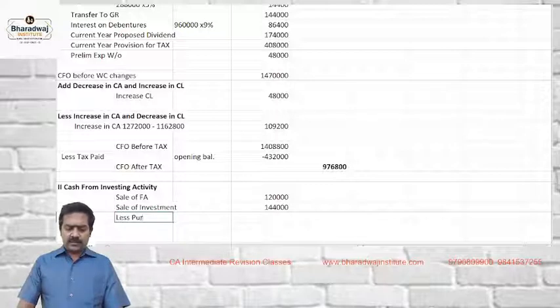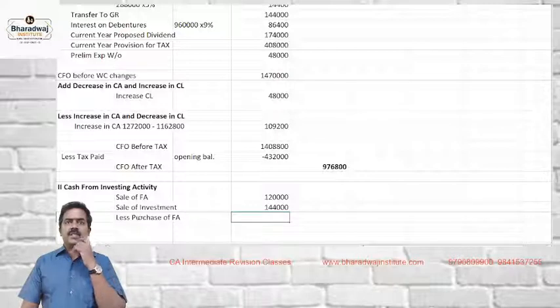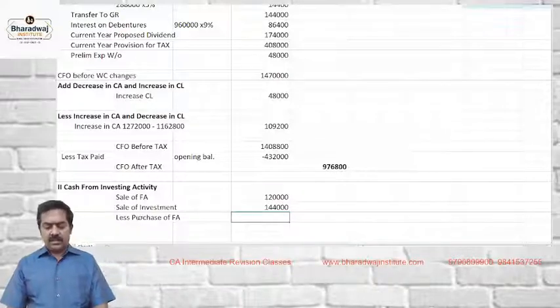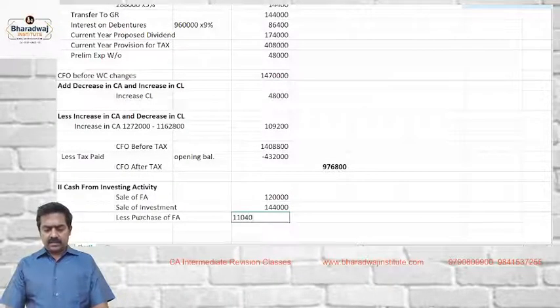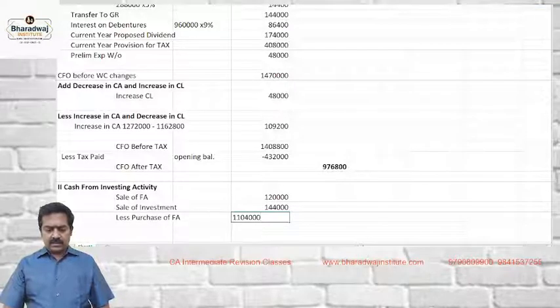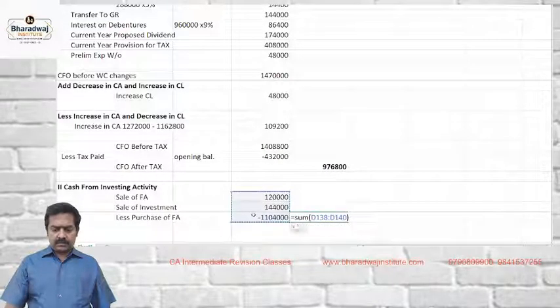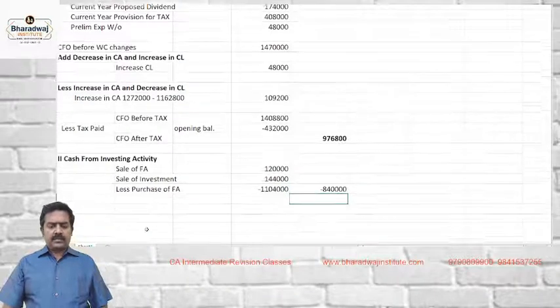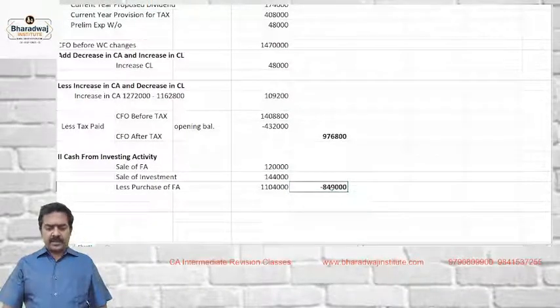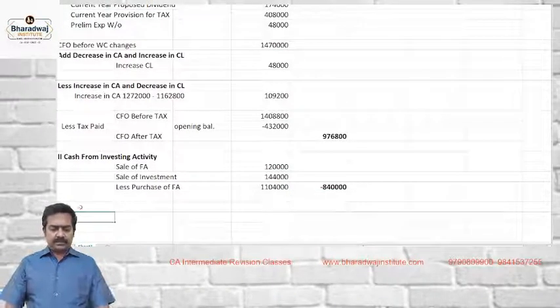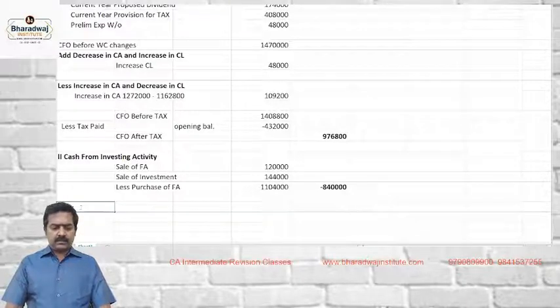Less purchase of fixed assets. What is the balancing figure we got? Purchase of fixed asset? 11 lakh. Any income from investments? No. This is cash from investment activity. Cash from financing activity.